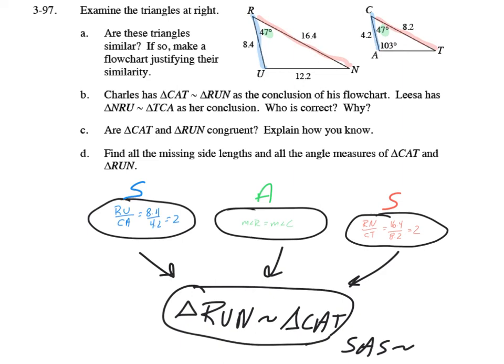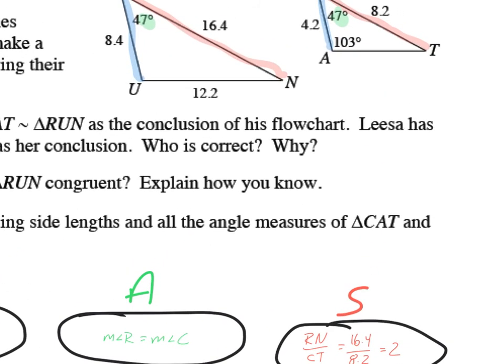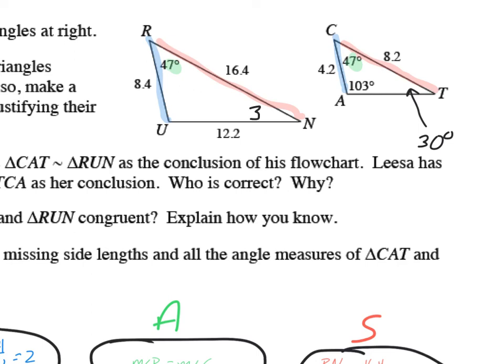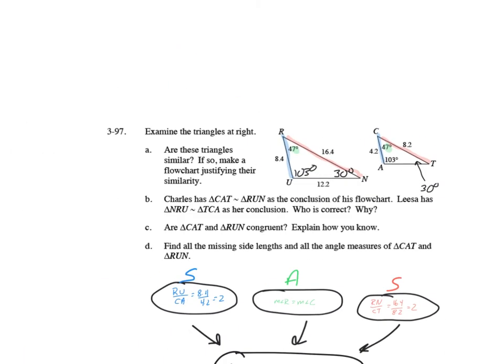Well, if I wanted to do that, I should be able to determine that this angle right up here is going to be 180 degrees, subtracting 103 and 47, and that should leave 30 degrees. And in similar triangles, all of the corresponding angles are the same, so that means that this is 30, and this is 103 degrees. So therefore, I have all of the angles.